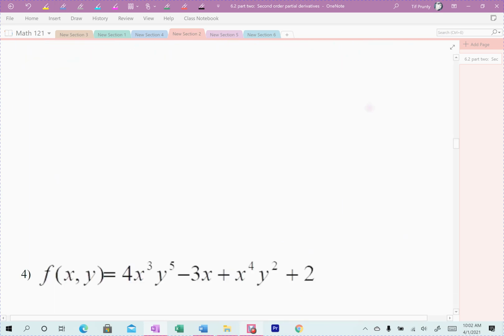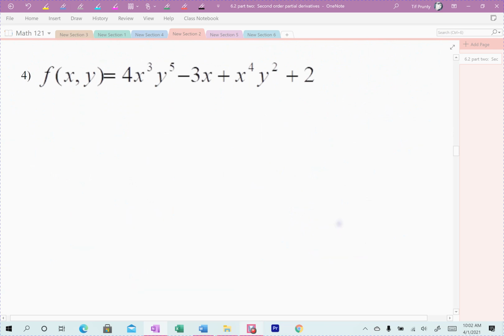Let's go ahead and do the next example. Alright, so I'm going to find the first order derivative with respect to x.